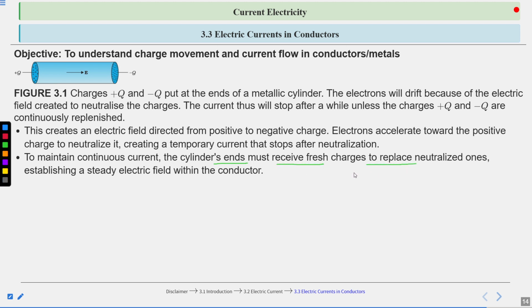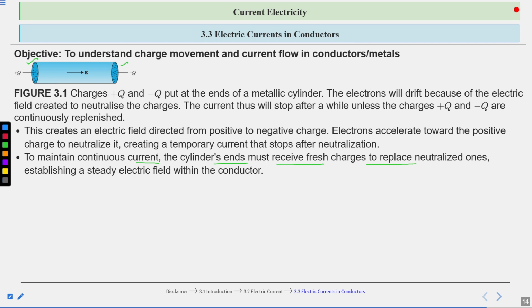Okay, if we want to maintain the current, if we want to maintain the flow of electrons or any charges, then we have to put fresh charges on these terminals continuously. So to maintain continuous current, these cylinder ends must receive fresh charges to replace the neutralized ones.